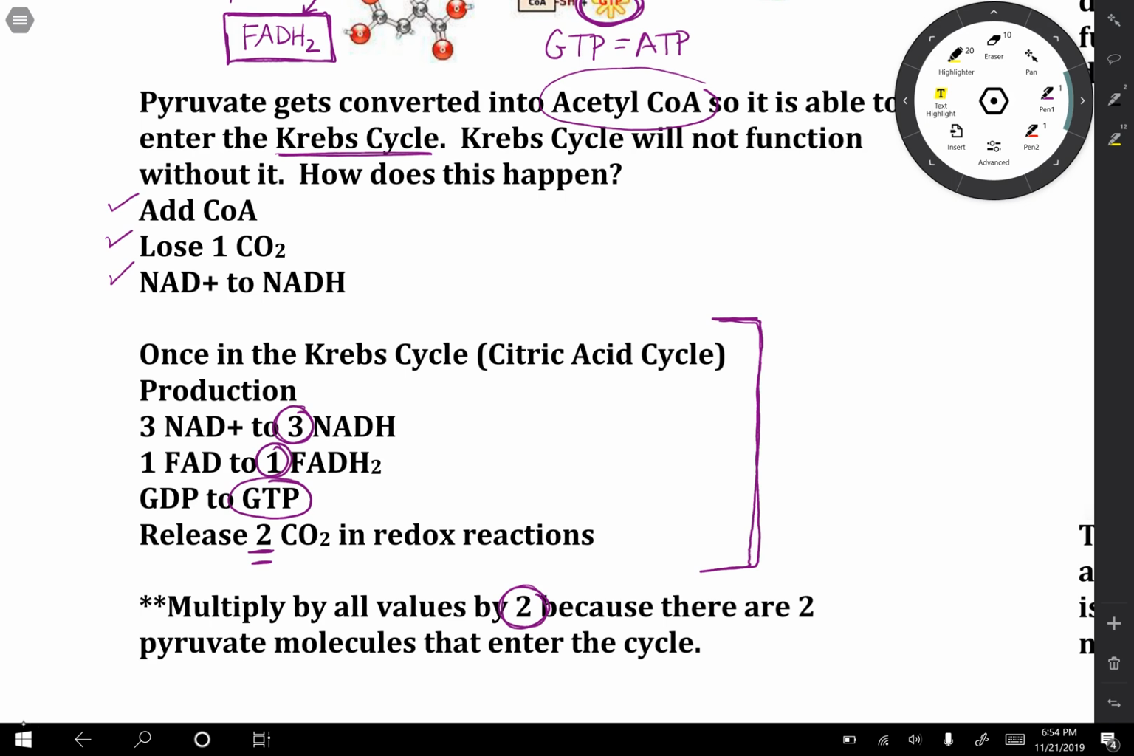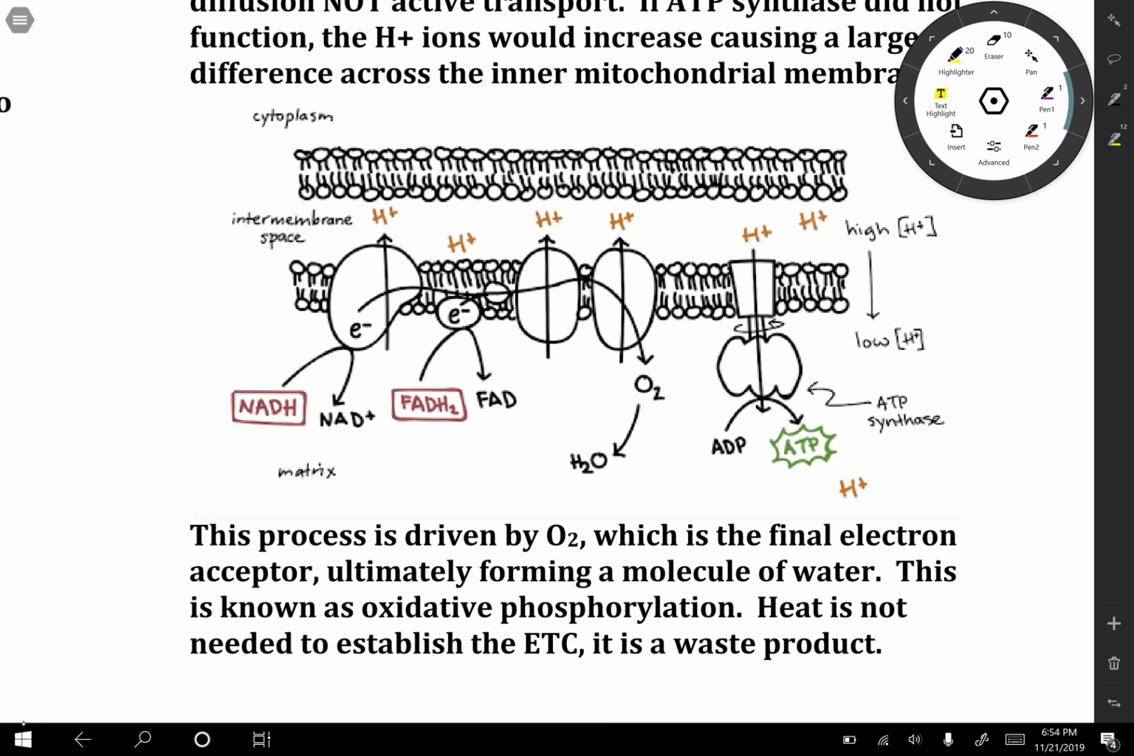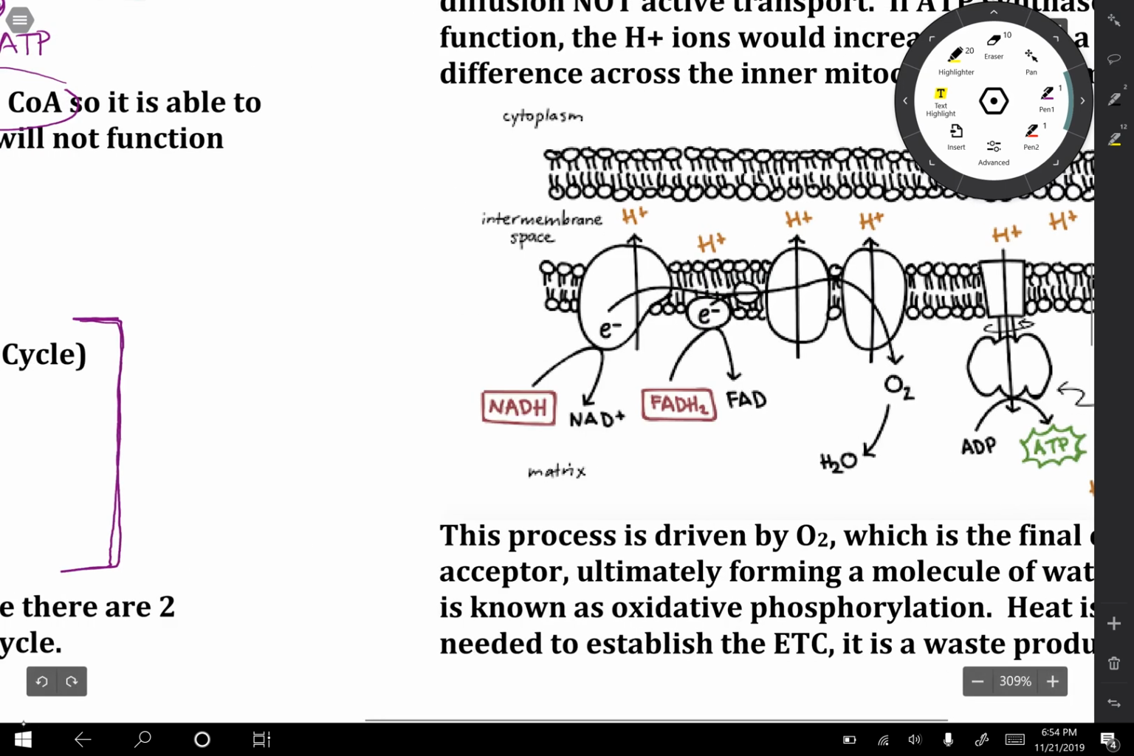Now for the fun part. All of this work that we have put in is going to go into this diagram right here, which is known as the electron transport chain. I'm going to describe the picture first, then we're going to go through all of the words. Very important to know where the heck we are.